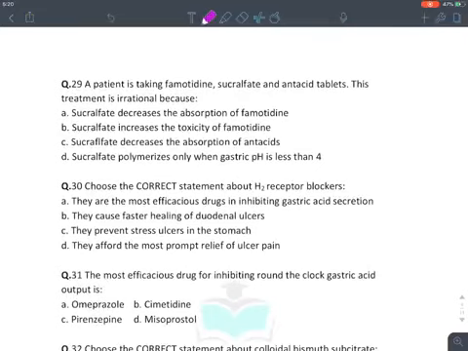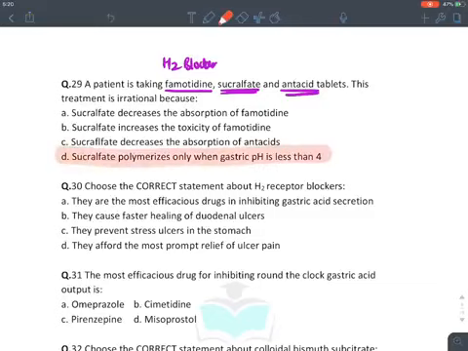Okay. Now the patient is taking famotidine. Famotidine is an H2 blocker. Sucralfate and antacid. Same question again. This treatment is irrational. The reason is sucralfate only polymerizes when the pH is less than 4, and H2 blockers and antacids will tend to increase the pH.